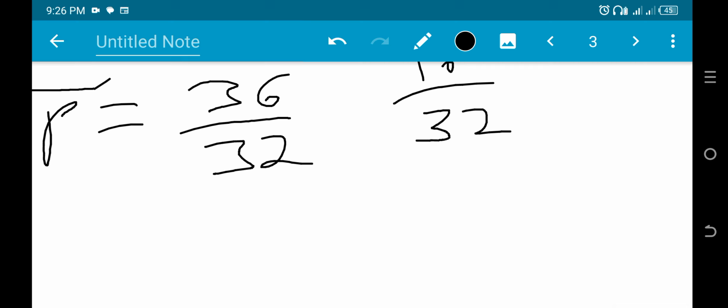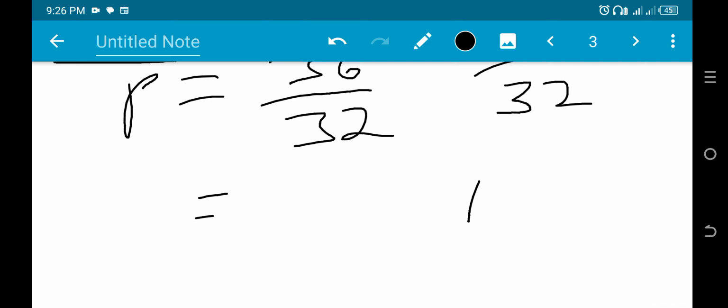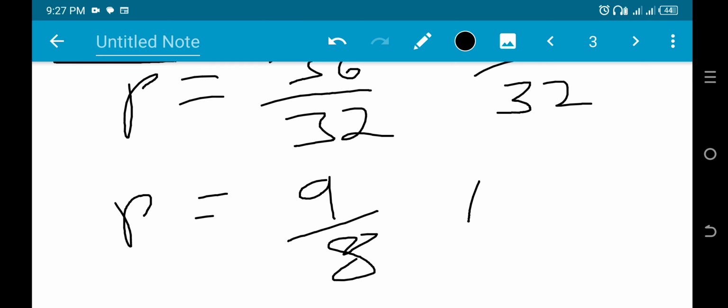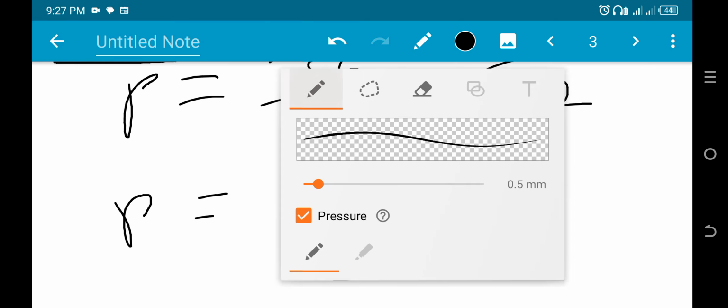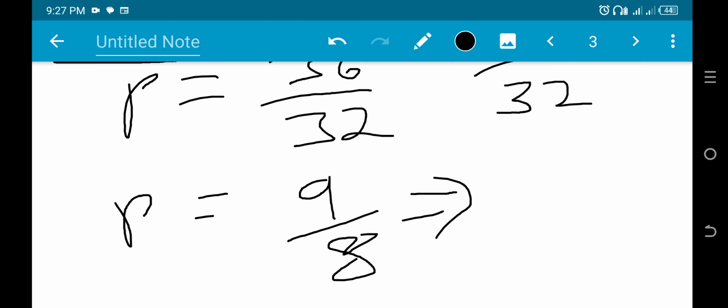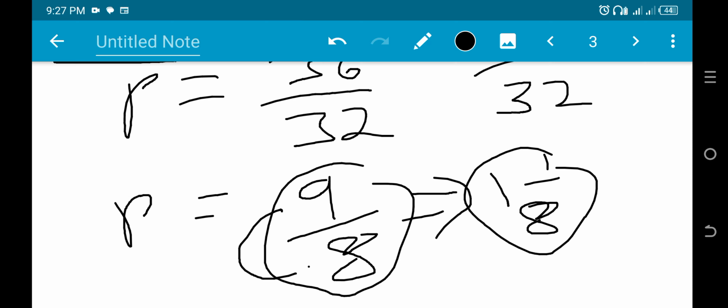Which will end up being simplified to 9 over 8. So p is 9 over 8. We can also simplify it further, but I would like it in this form because it is more convenient. But we can also divide 8 into 9, which is 1 remainder 1, then over 8. So this and this are still the same thing.